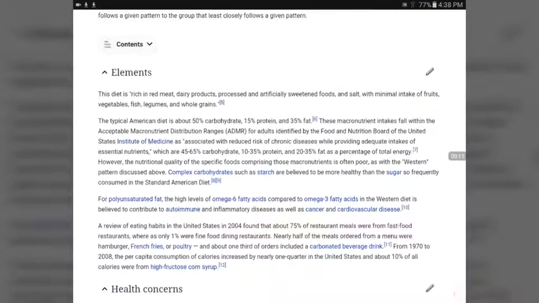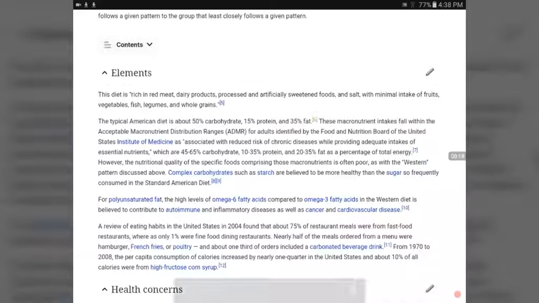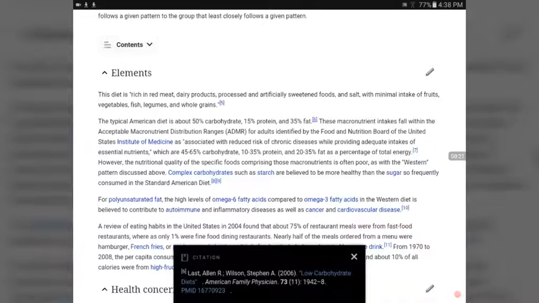And they have a macronutrient breakdown listed here. Typical American diet is about 50% carbohydrate, 15% protein, and 35% fat. Let's see where that takes us. The citation is for Low Carbohydrate Diets, published in American Family Physician. And who would have guessed? A low-carb study. Let's see what it has to say.